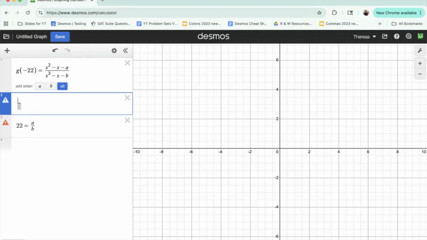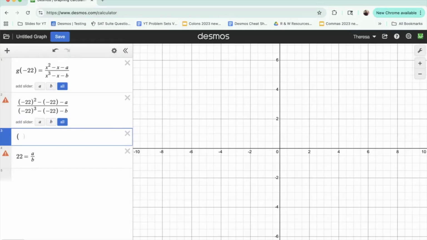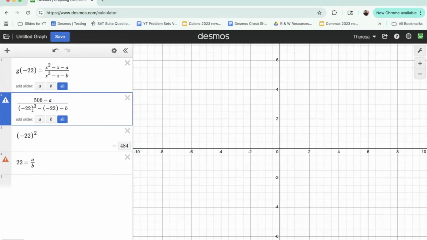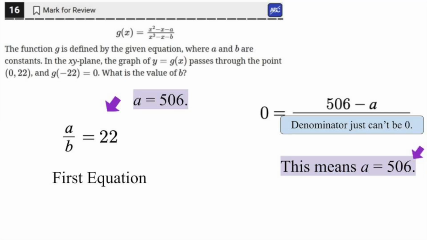When we plug in x equals negative 22, we get the following. Let's expand and simplify. Negative 22 times negative 22 gives us 484, minus negative 22 gives us 506, minus a on top. The denominator doesn't actually matter all that much. There's a constraint that the denominator cannot be 0. We can now set 506 minus a equal to 0, since 0 was our y output corresponding to our x input of negative 22. Solving for a, we get a equals 506.